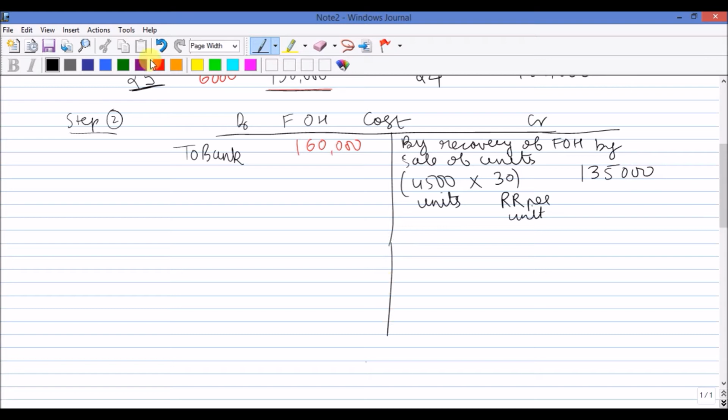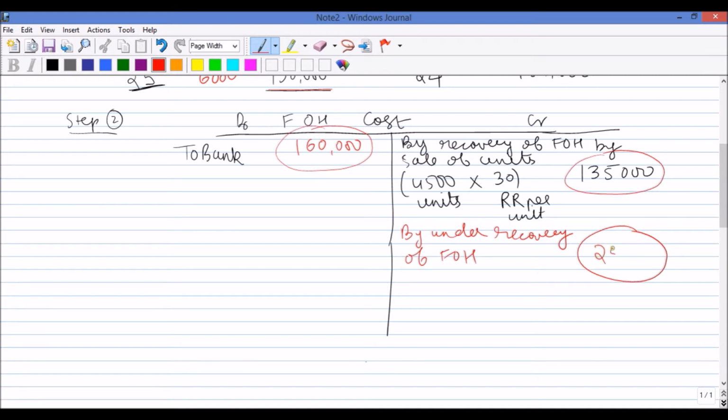So friends, it's simple. We have incurred 1,60,000 rupees of fixed overheads. Out of this, 1,35,000 has been recovered by selling the units. So there is an under recovery, or you can say under absorption of fixed overheads, and the amount would be 1,60,000 minus 1,35,000, so it is 25,000.